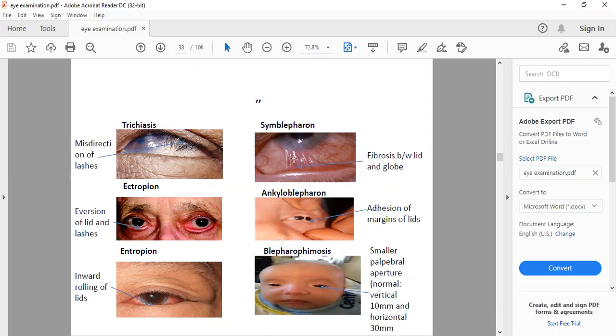This is an interesting condition. It is a sequela of chemical injuries to the eye, in which there will be adhesions between the fornical conjunctiva and the limbus. So this is called symblepharon. Okay.